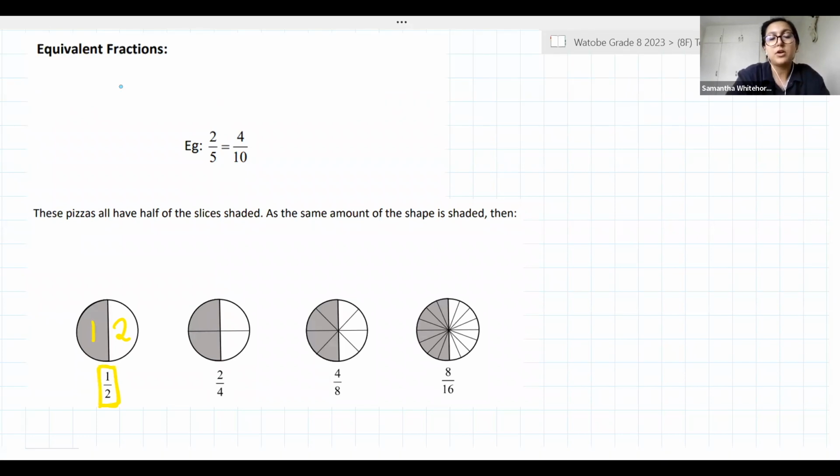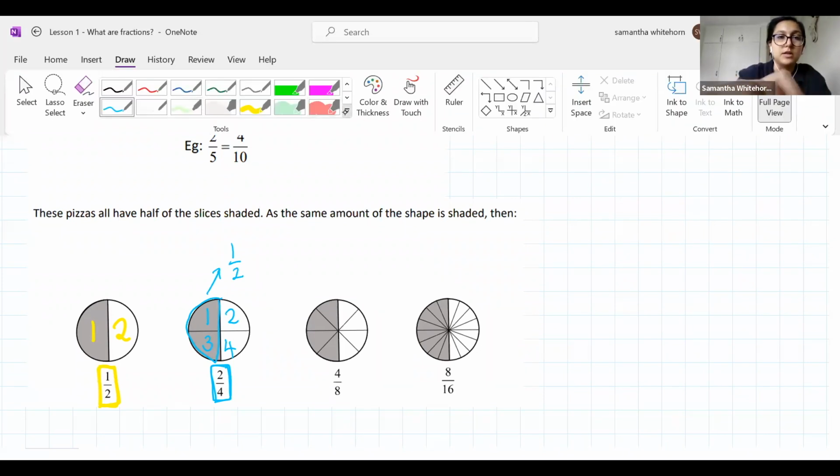If we then move over onto our next image, my pizza is now cut into 4 slices. But if I eat the shaded part of my pizza, I'm eating 2 of the 4 parts. But if you look at it visually, I'm actually eating half of my pizza. If I then go to the next image, and we're going to keep going like this.